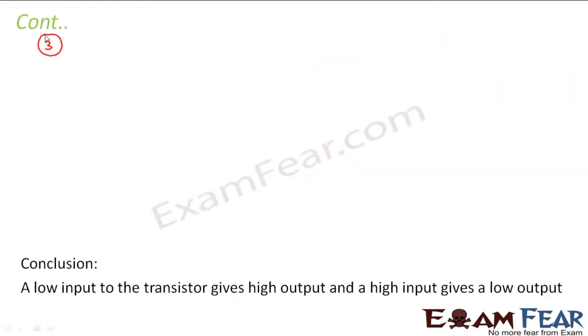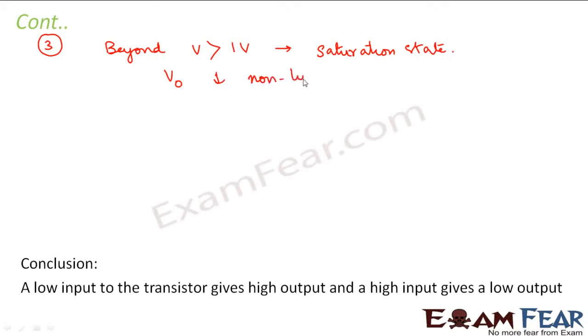Now let us talk about the third scenario. What happens beyond a voltage of greater than 1 volt? In that case, the transistor goes to a saturation state. And what happens in the saturation state? V0 decreases non-linearly, because in the active state the decrease of V0 was linear with Vi, but beyond this 1 volt the V0 decreases non-linearly with Vi.